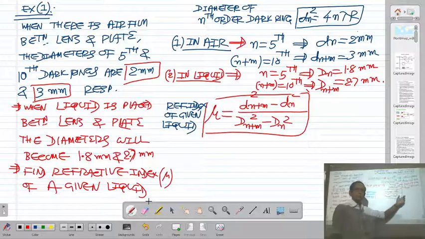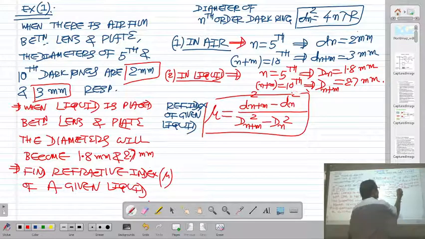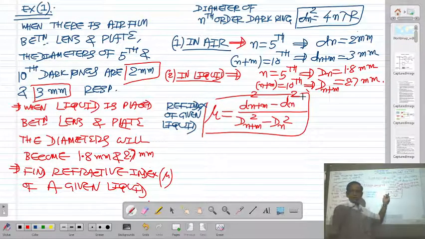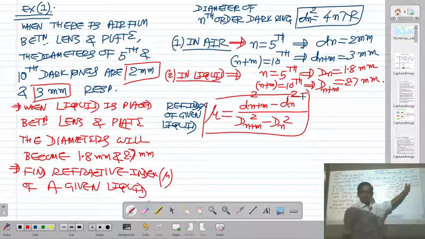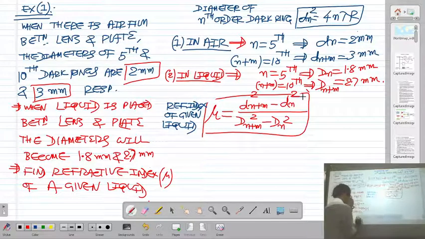The refractive index of the liquid film formed between lens and plate is small dn plus m square, this is the diameter of the 10th ring in air, minus small dn square, the diameter of the fifth dark ring in air, upon capital Dn plus m square, that is the diameter of the n plus m order dark ring in liquid, minus capital Dn square, the diameter of the n order dark ring in liquid. So you have to use this equation.